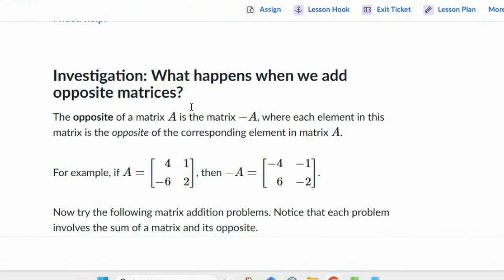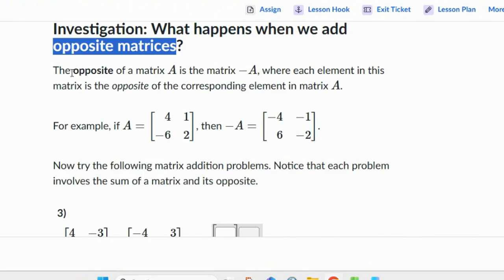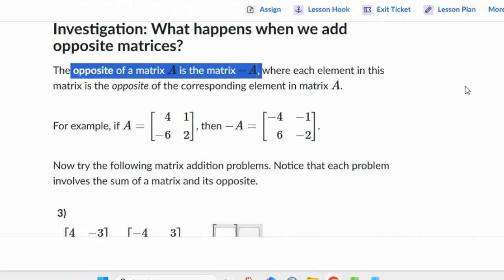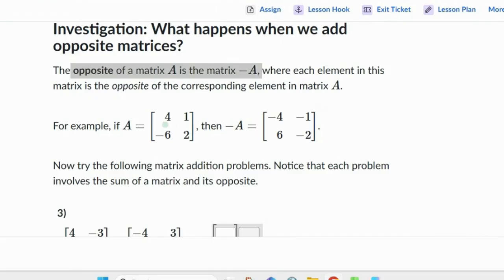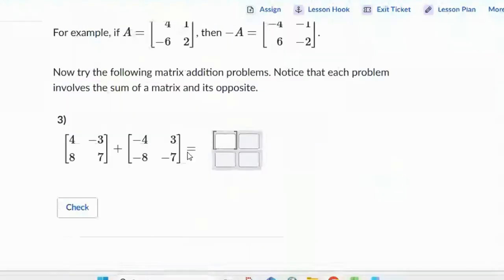Oh, here's something interesting. What happens when we add opposite matrices? The opposite of matrix A is matrix negative A, which means if we have 4 in A, we've got negative 4 in negative A. If we have 1, we have negative 1. If we have negative 6, we have positive 6, positive 2, negative 2. Try the following matrix addition problems. If we add this matrix to this matrix, what's our solution? What's our answer?